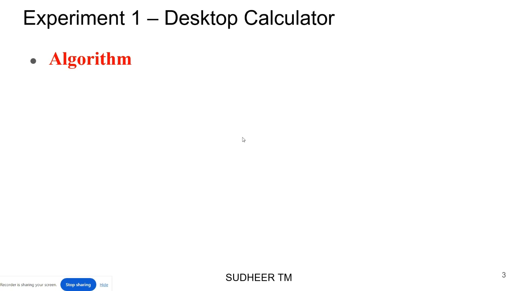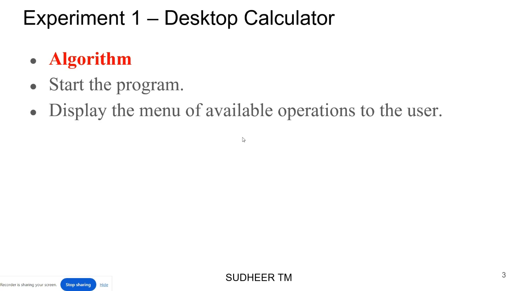So it's the algorithm. After prerequisites, you need to write the algorithm. As for every problem, the first statement should be start the program, or simply start. And the second is display the menu of available operations to the user. You have to prompt your user to select one of the operations. What kind of operations? The operations we mentioned in the aim. Operations are addition, subtraction, multiplication, division, and modulo operator.